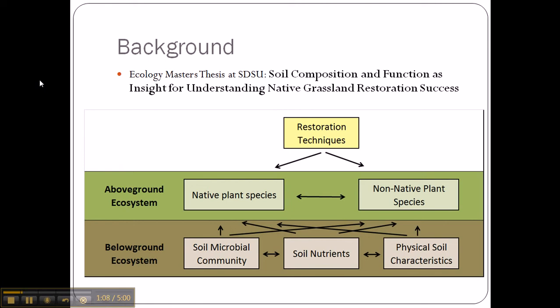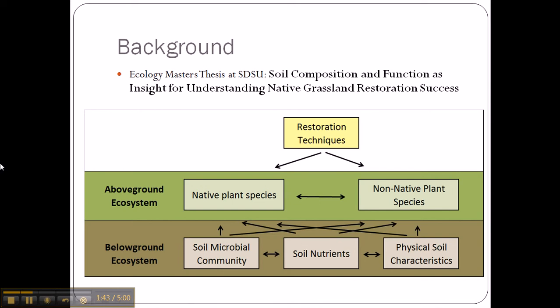So if you take a look at this diagram, if you focus on the above ground ecosystem, the common topics that are often studied by researchers are the interaction between native and non-native plants. A lot of ecological research has also focused, if you look at the below ground ecosystem, on how the microbial community interacts with nutrients and physical soil characteristics, and then how these two systems, the above ground ecosystem and the below ground ecosystem, interact with one another.